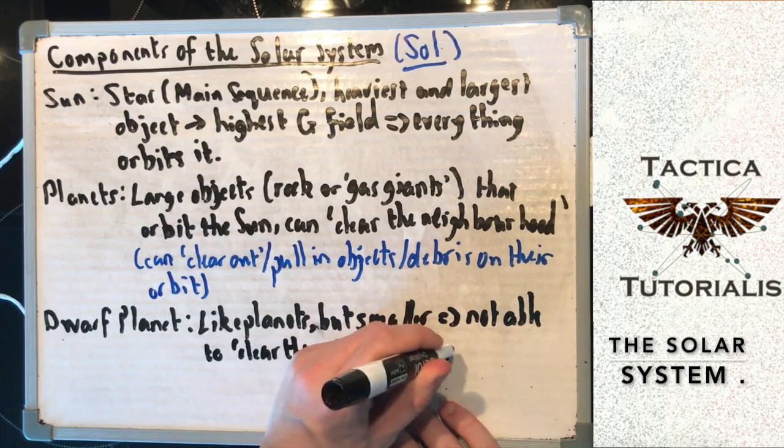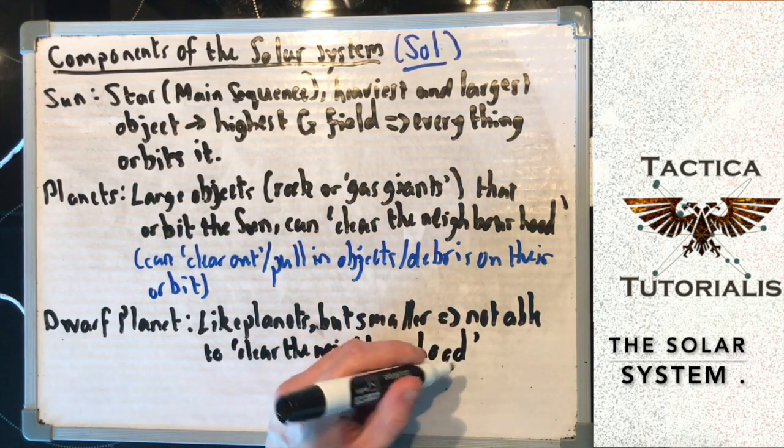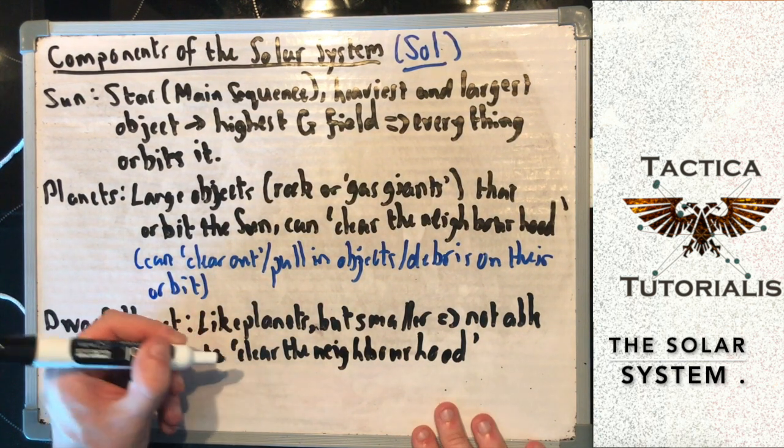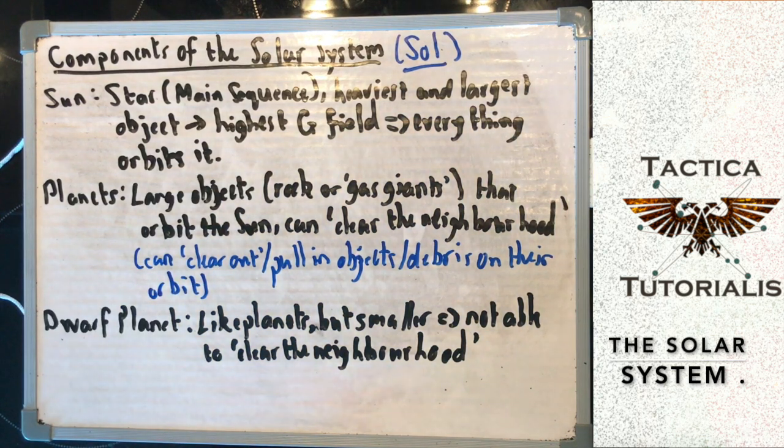Which means that if you were to have a look at Pluto's orbit, you'd find other rocks and debris and bits and bobs within its orbit. Whereas if you went around Earth's orbit until you got back to Earth, you wouldn't find such things.